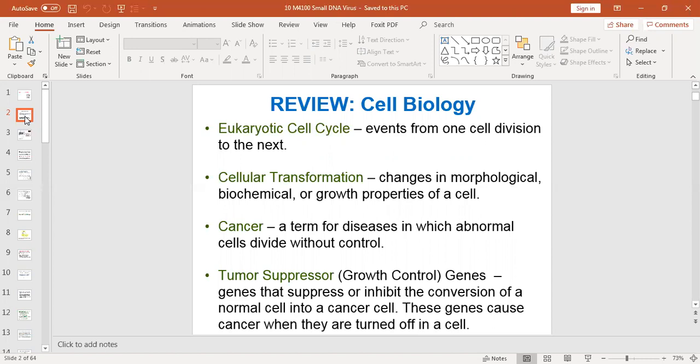We have a eukaryotic cell cycle. These are a collection of events that prepare the cell to divide, so one cell becomes two cells. We will talk about the cell cycle a little bit more in detail, its regulators, and its contribution to cancer development. Cellular transformation, the next definition, are those changes in morphological or shape, biochemical, or growth properties of a cell.